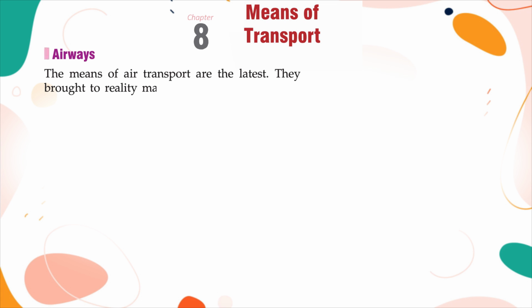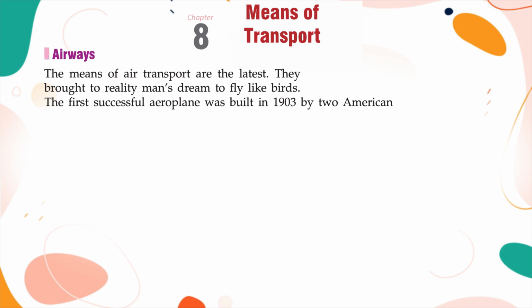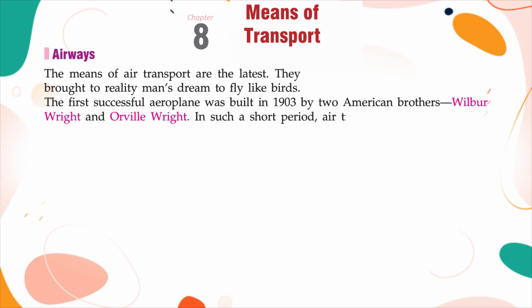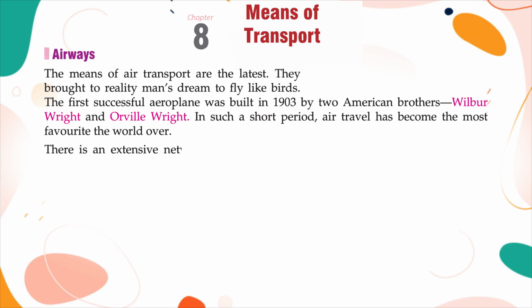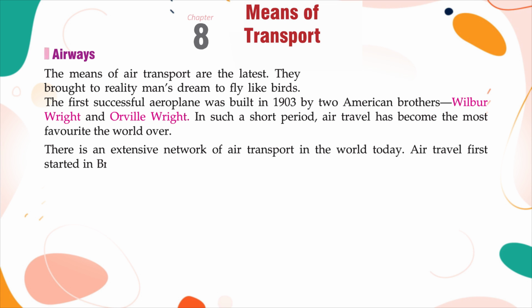Airways. The means of air transport are the latest. They brought to reality man's dream to fly like birds. The first successful aeroplane was built in 1903 by two American brothers, Wilbur Wright and Orville Wright. In such a short period, air travel has become the most favorite the world over. There is an extensive network of air transport in the world today. Air travel first started in Britain, France, and USA.